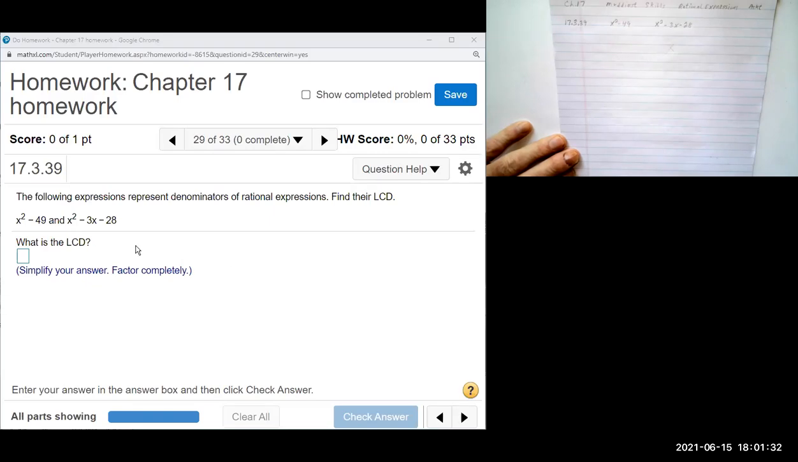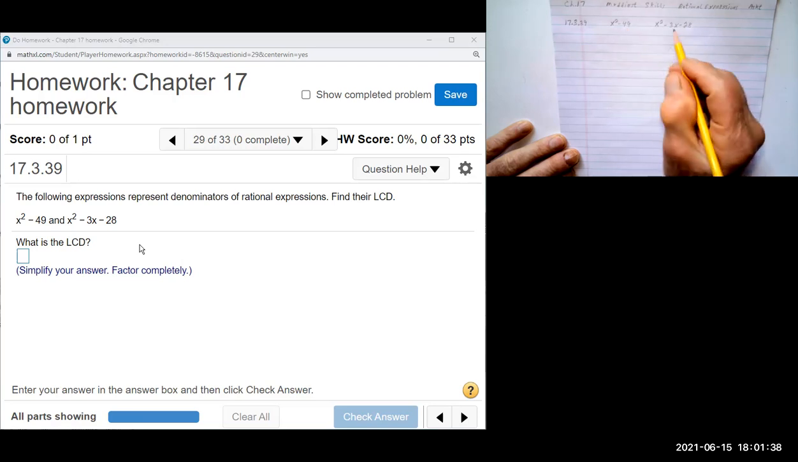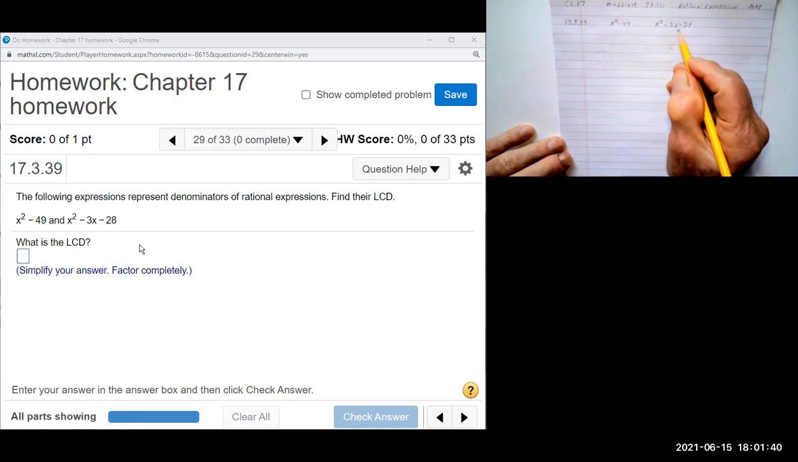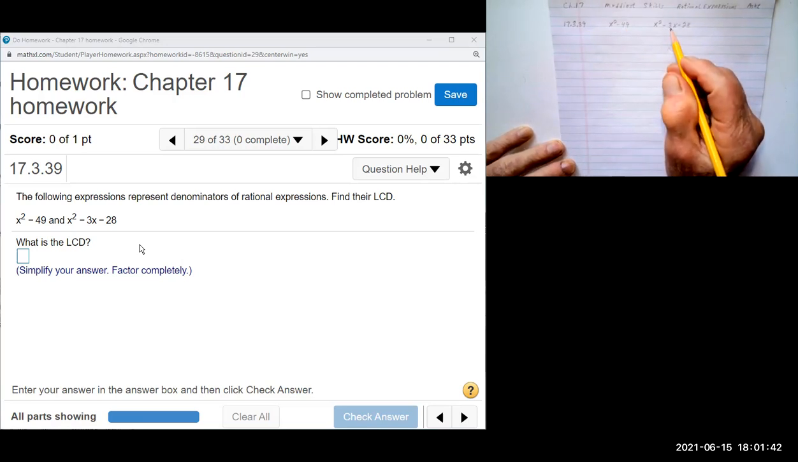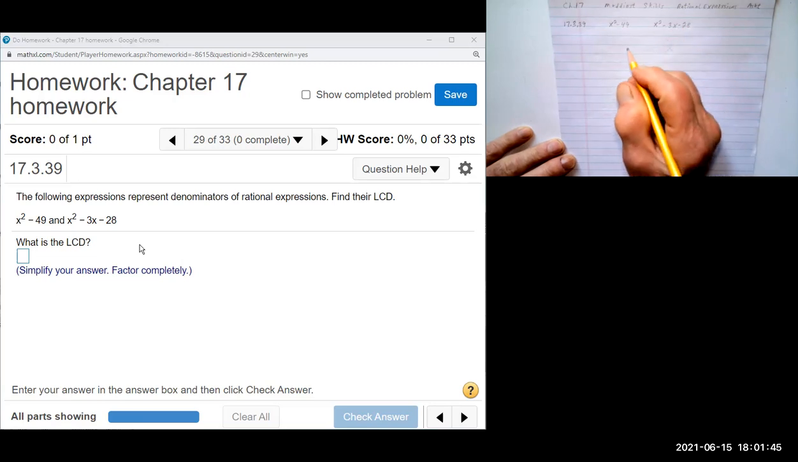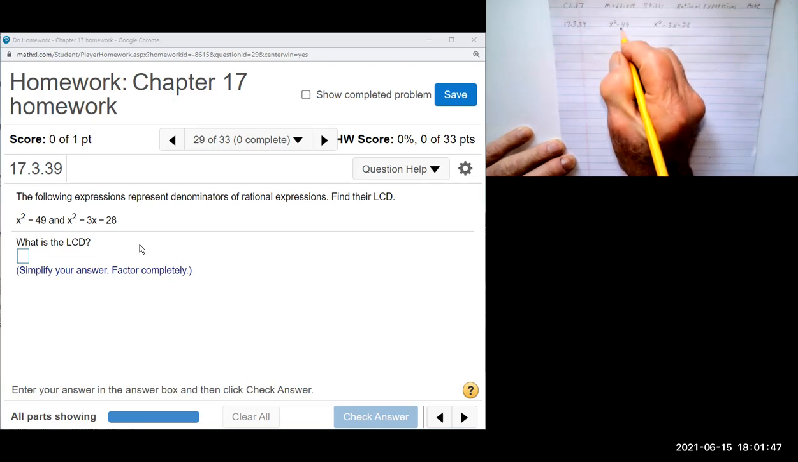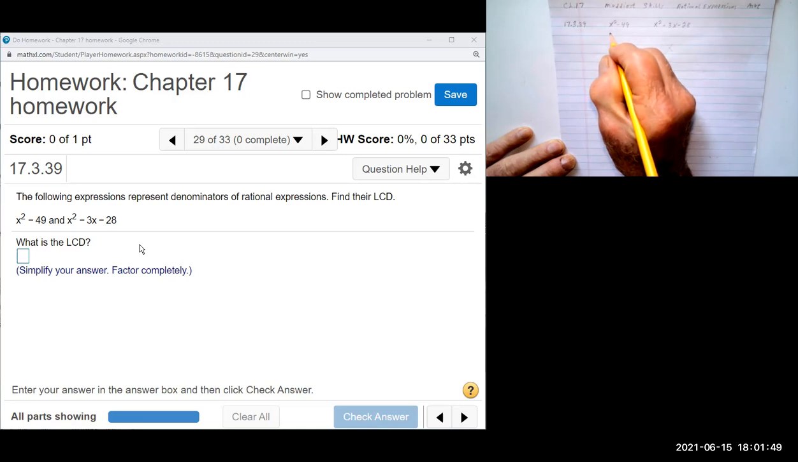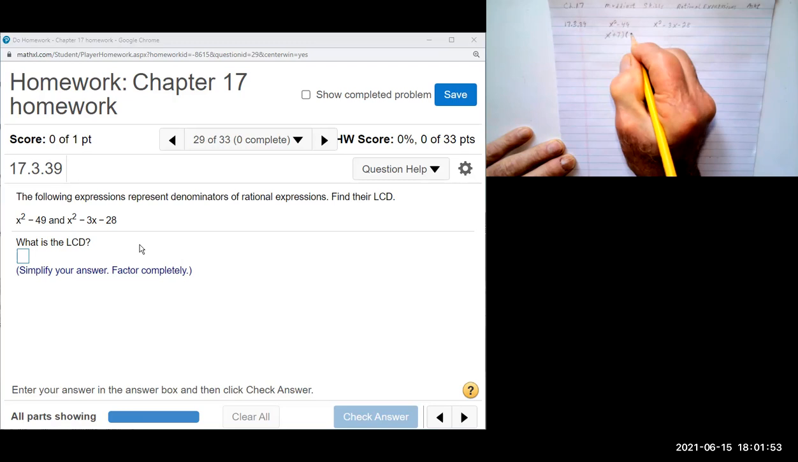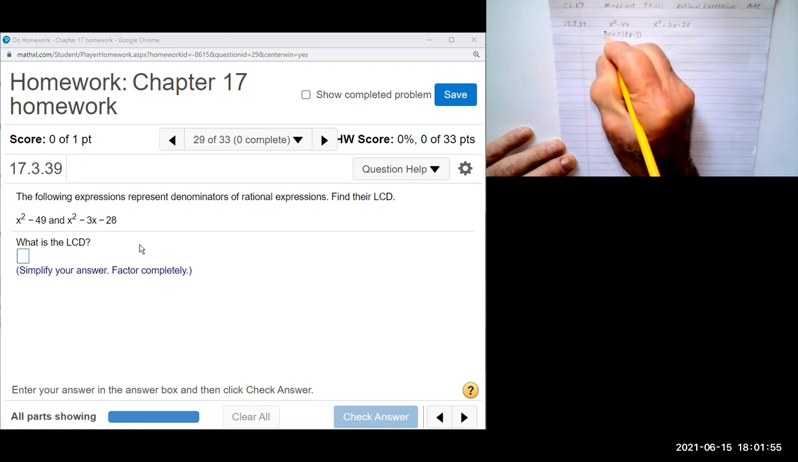Here we are asked to find the LCD between two algebraic expressions. First one is x squared minus 49. The second one is x squared minus 3x minus 28. The first step in finding the LCD is to factor each expression. This is the difference of two squares, so that's x plus 7, x minus 7.